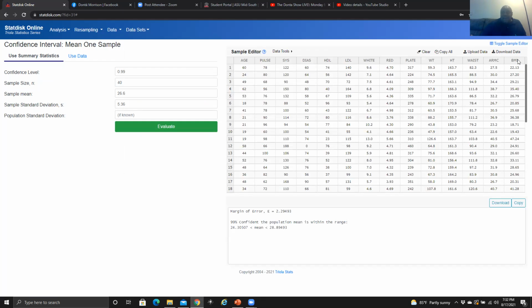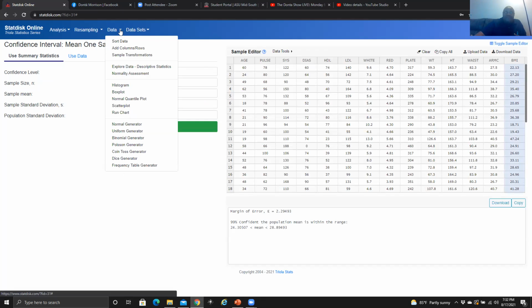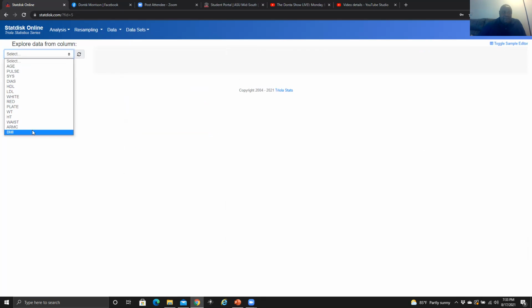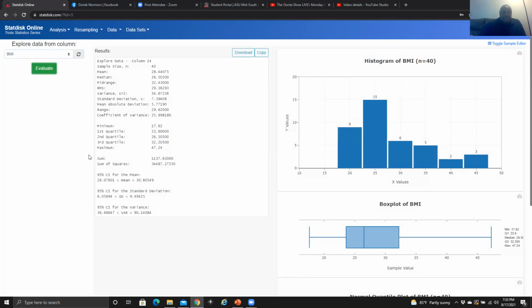And we're going to do the BMI as well. So here's the column for BMI. All right, now let's go to data because we need the mean, the sample size, and the standard deviation. So let's select data, then explore data, descriptive statistics. Click on that. Now the column that we want to select is BMI for females. So go to BMI and then evaluate.